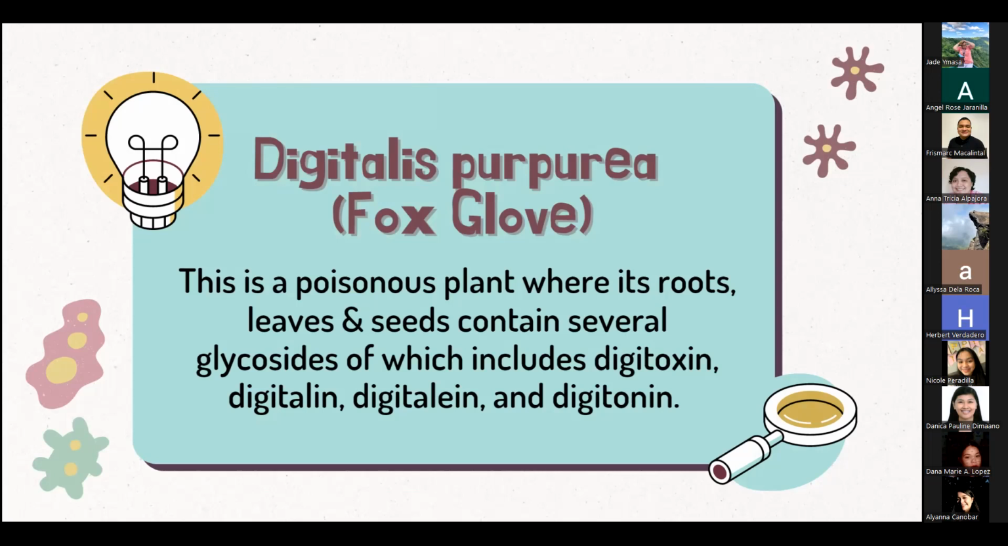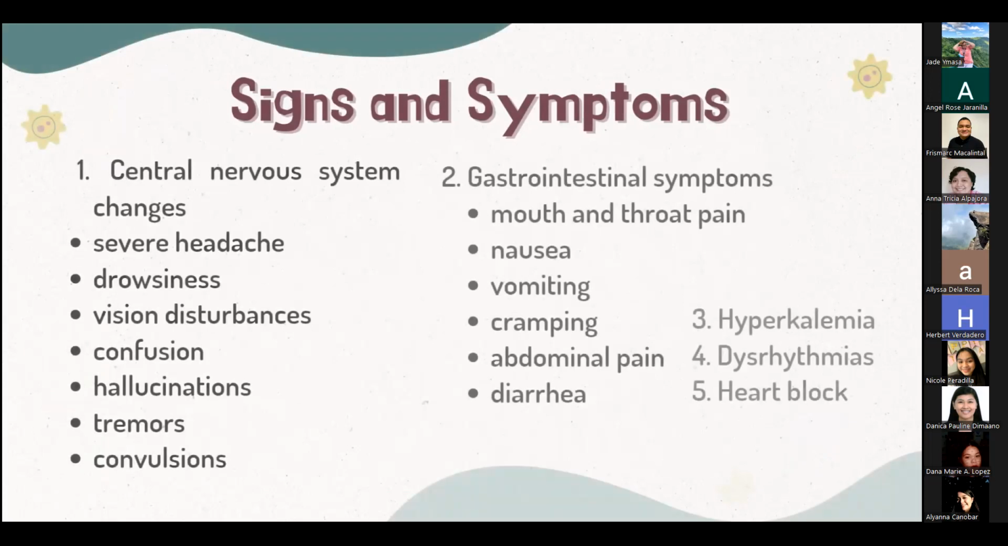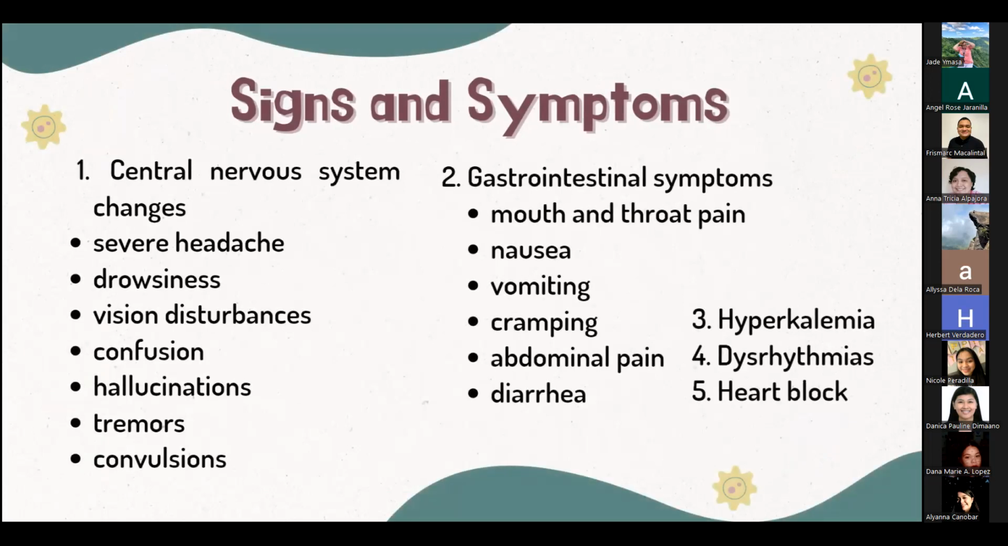So we have here the signs and symptoms of ingesting digitalis purpurea. So here we have the central nervous system changes. So ang pinakang nagiging changes pagdating sa ating CNS is that we experience a severe headache, drowsiness, vision disturbances, confusion, hallucination, tremors, and convulsions. So these symptoms are self-explanatory.